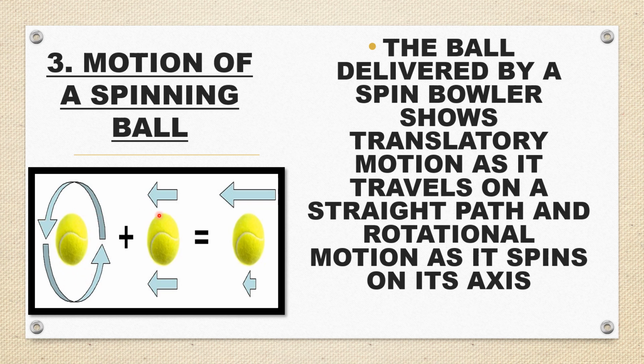Let me read the write-up. The ball delivered by a spin bowler shows translatory motion as it travels on a straight line path, and rotational motion as it spins on its own axis. So, a straight line path as well as rotating on its own axis.